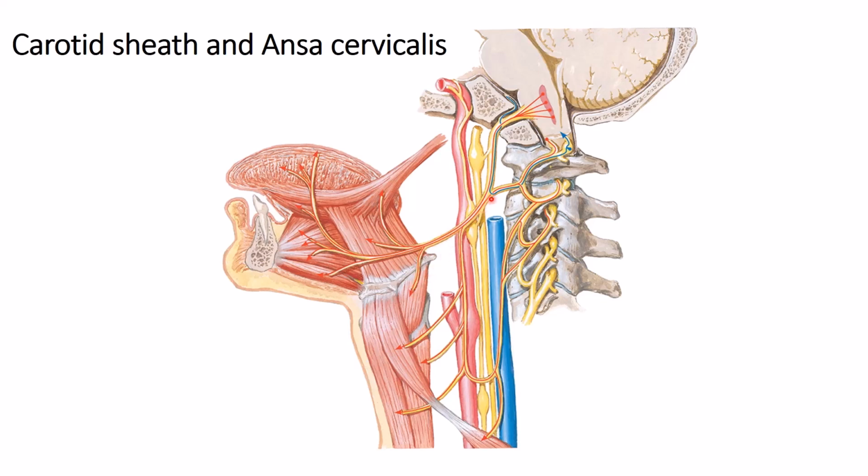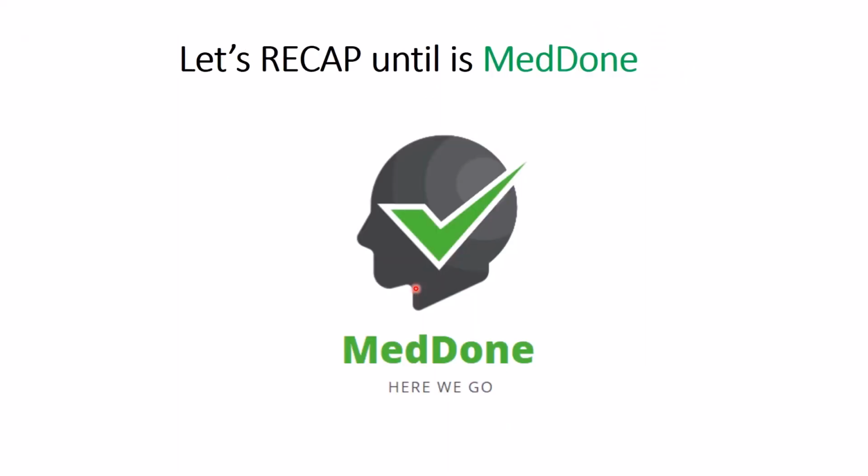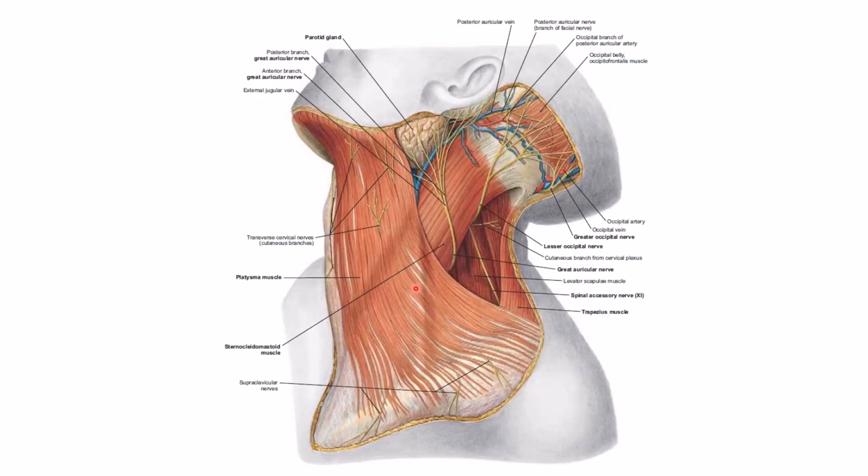The C1 gives the branch to descend in the hypoglossal nerve. This is the hypoglossal nerve, and it took a branch from C1 to deliver it to the thyrohyoid muscle. And finally, let's recap, and here we go.